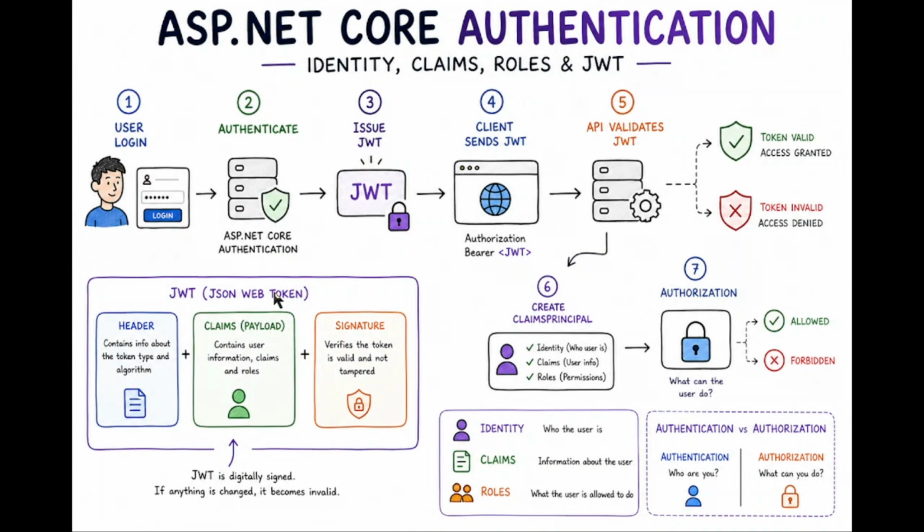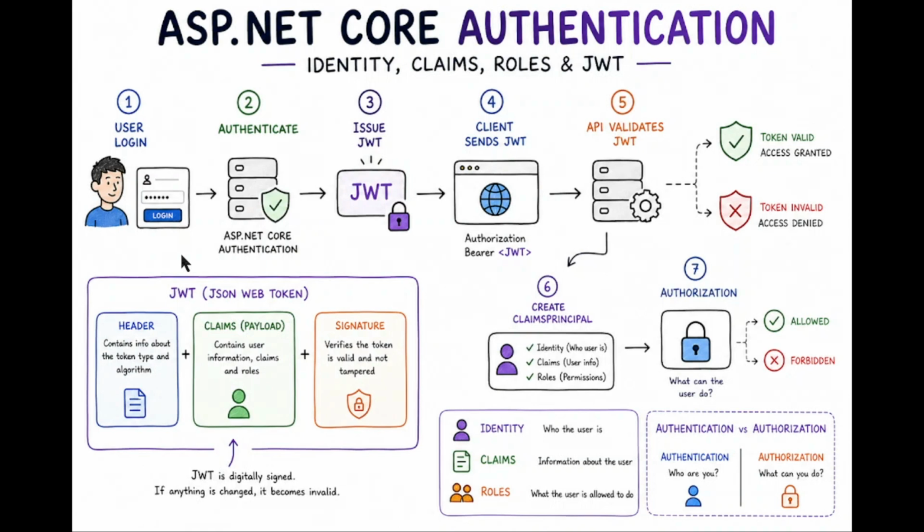In this video, we are going to understand one of the most confusing topics for beginners: identity, claims, roles, JWT, and authentication in ASP.NET Core. By the end of this video, you will know exactly what happens from the moment a user logs in until they are allowed to access a protected API.